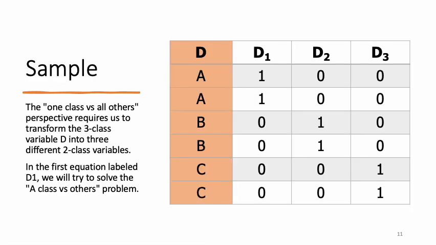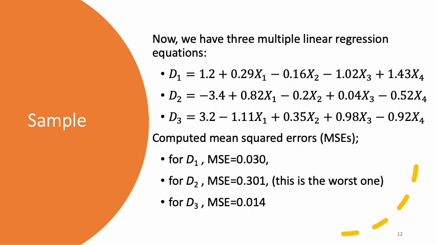The 1 class versus all others perspective requires us to transform the 3-class variable D into 3 different 2-class variables. This leaves us with 3 equations to solve. In the first equation labeled D1, we will try to solve the A class versus others problem. Similarly, in the equations labeled D2 and D3, we will deal with the B versus others and C versus others problems, respectively. Now, we have 3 multiple linear regression equations as below.